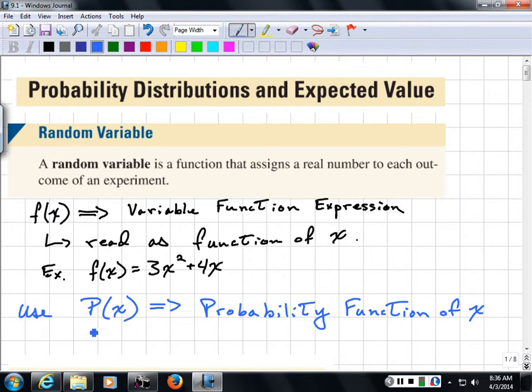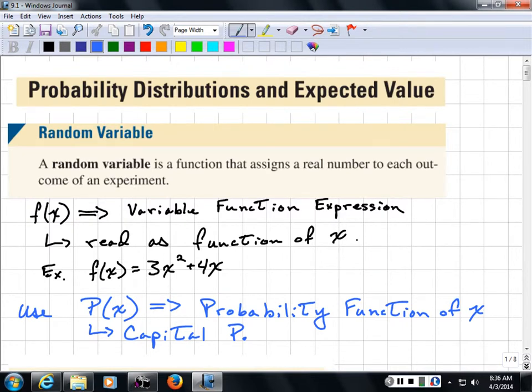And this is always going to be indicated by a capital P, okay? So to recap, probability distributions and expected value. We're discussing random variables right now. We say a random variable is a function that assigns a real number to each outcome of an experiment.